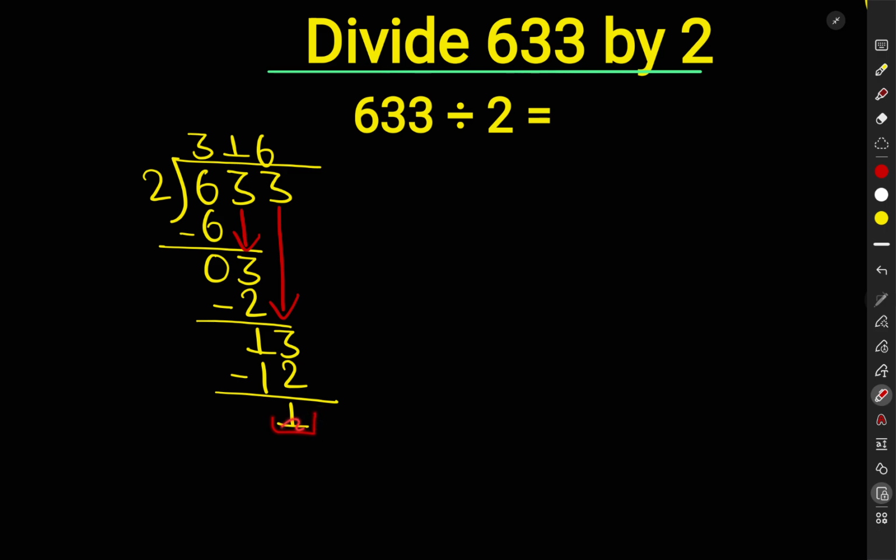So now this 1 is less than 2 and there is no other number to put it down. So we take here decimal so that we put 0. So it is 10 and 2 times 5 is 10. On subtracting we get 0. So 633 divided by 2 is 316 decimal 5.